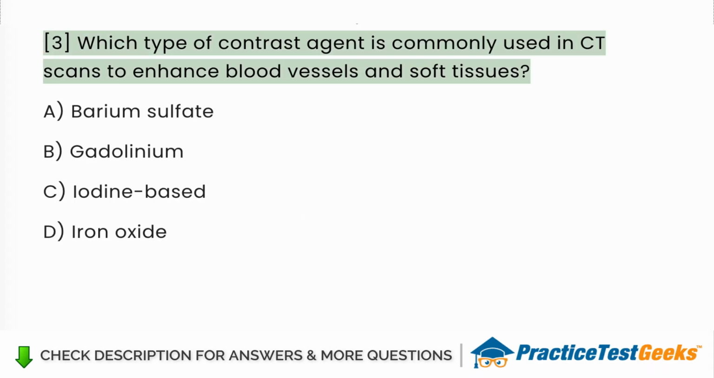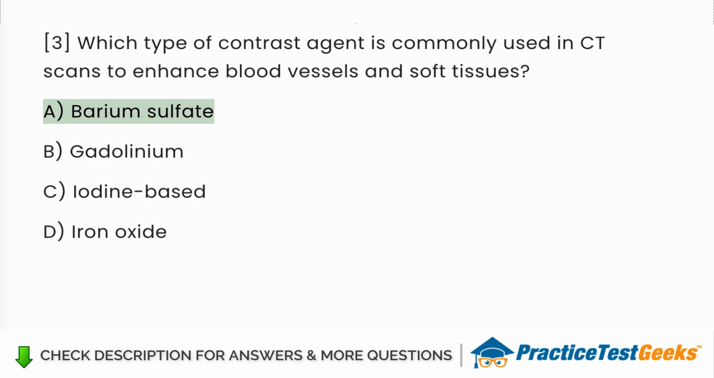Which type of contrast agent is commonly used in CT scans to enhance blood vessels and soft tissues? A. Barium sulfate. B. Gadolinium. C. Iodine-based. D. Iron oxide.